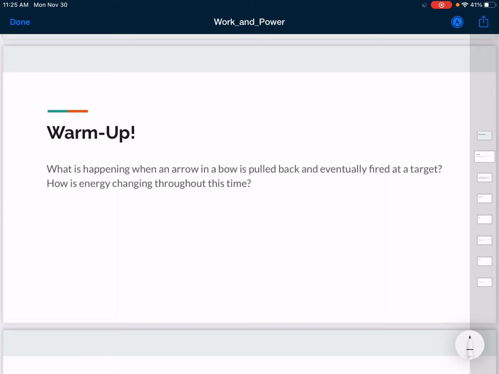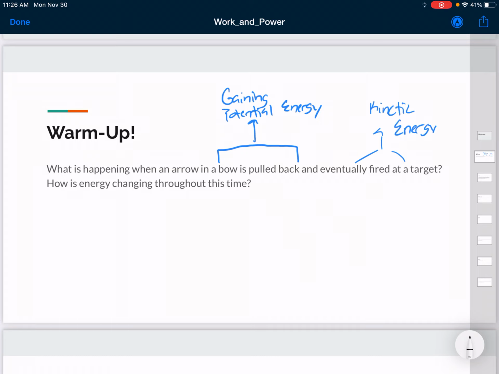Okay, hopefully you paused the video. Now I kind of want to bring you back into the discussion of what we were talking about before break. So when the bow is getting pulled back, remember, you are gaining potential energy, right? Okay? And then when you release that bow and fire it at your target, that energy is transferring from potential to kinetic. Okay?